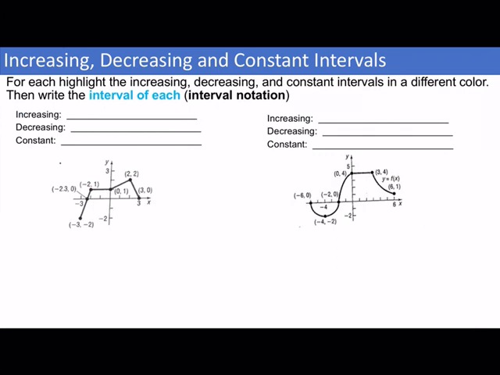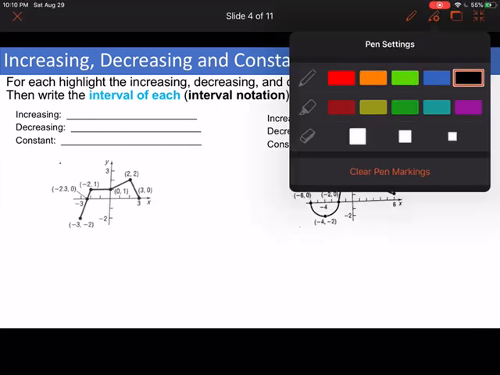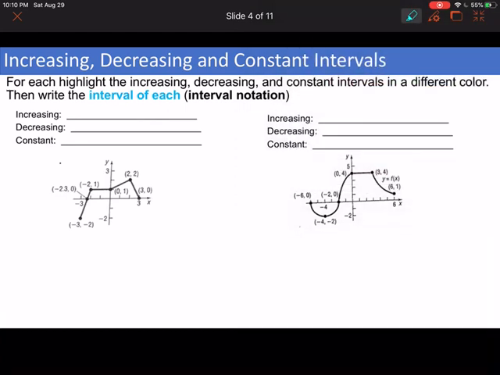All right, increasing, decreasing, constant intervals. And we're writing it in interval notation. So take a moment, if you have highlighters, highlight increasing, decreasing, constant intervals. So it is what it says. So increasing, when does it go up? And we always read it from left to right.